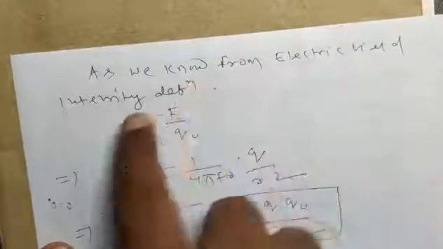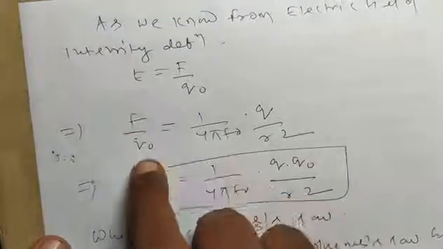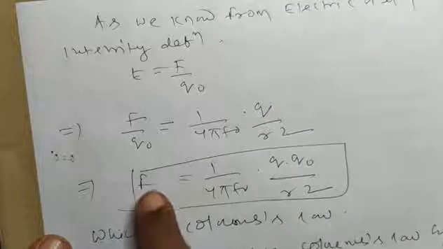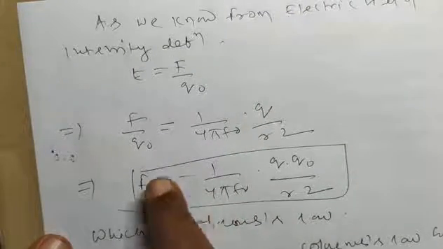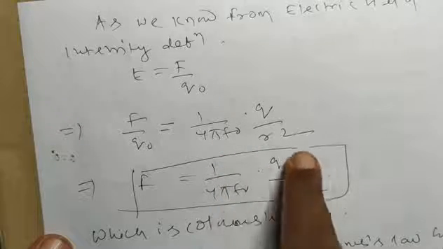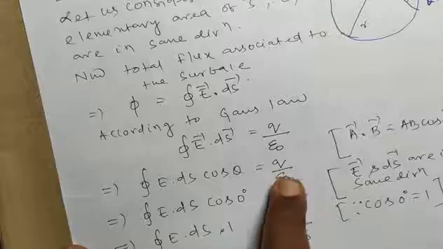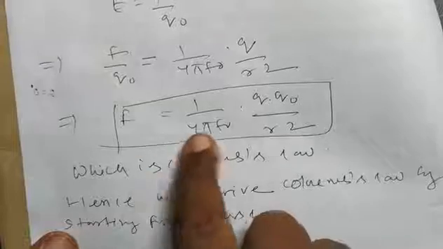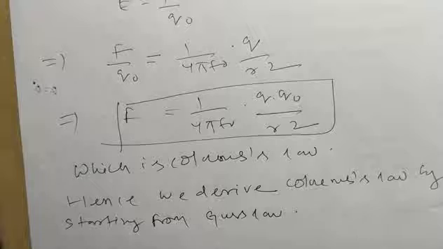As we know from the electric field intensity definition, E equals F by Q0. So F by Q0 equals 1 by 4 pi epsilon 0 Q by R square. That implies F equals, by cross multiplication of Q0, F equals 1 by 4 pi epsilon 0 Q into Q0 by R square. This is Coulomb's law. So I started from Gauss law here, and finally I end at Coulomb's law here. And this is the procedure of determining Coulomb's law by using Gauss law.